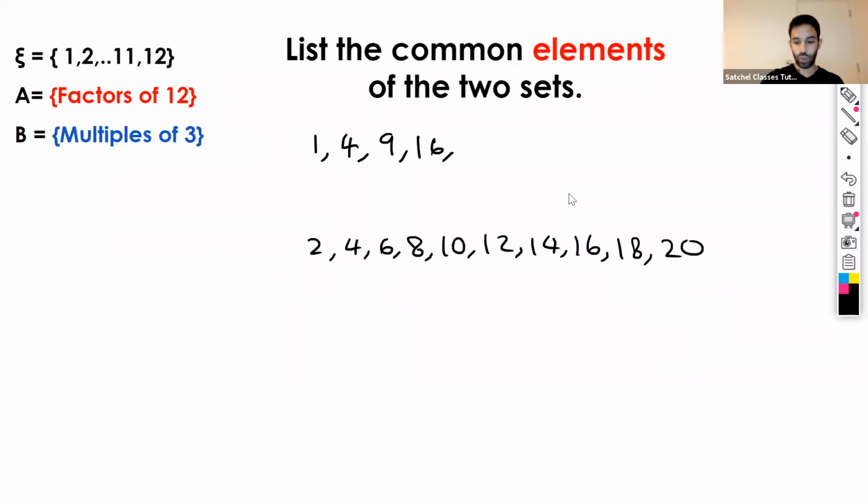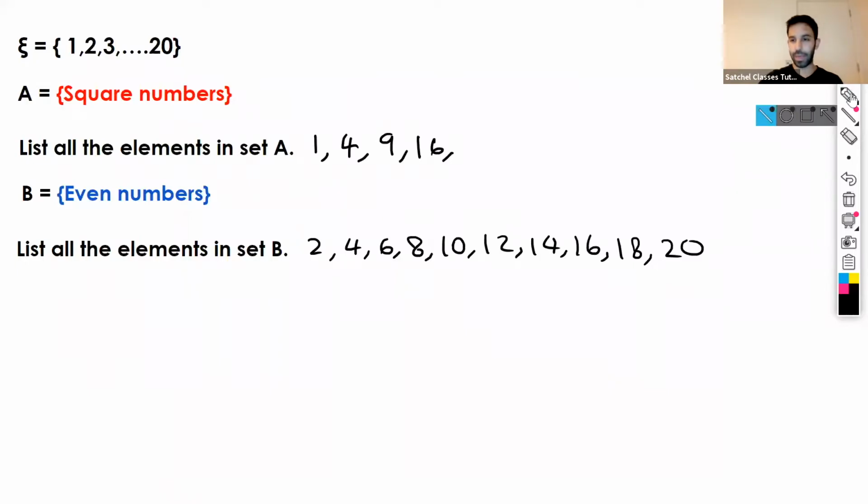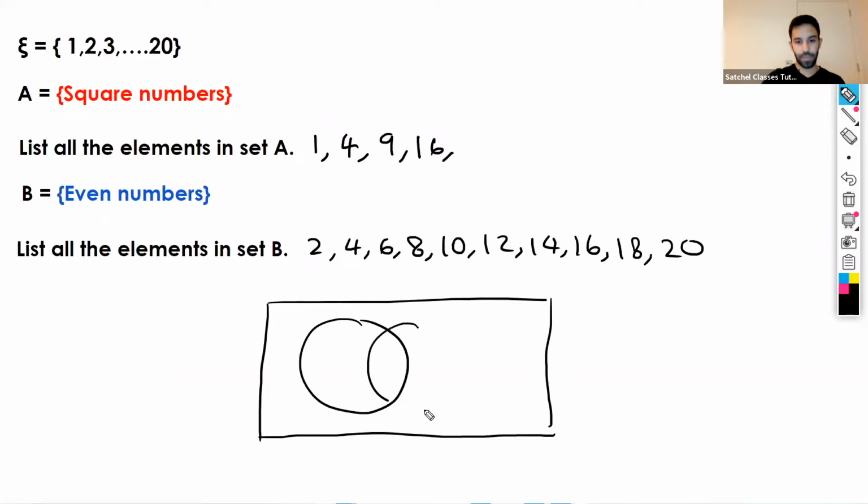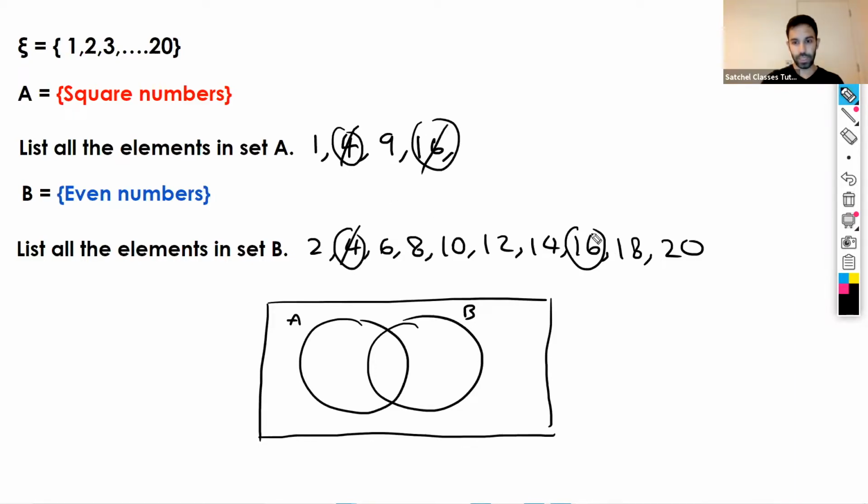Now, if I was to draw a Venn diagram here, and I'm going to draw one as a rough sketch, what would our Venn diagram look like? So we can have set A, all of the square numbers, and then set B, all of the even numbers. But first we have to start in the middle. To start in the middle, what numbers do they both have in common? Well, they both have 4 in common, and they both have 16 in common. So I can cross these out, 4 and 16.